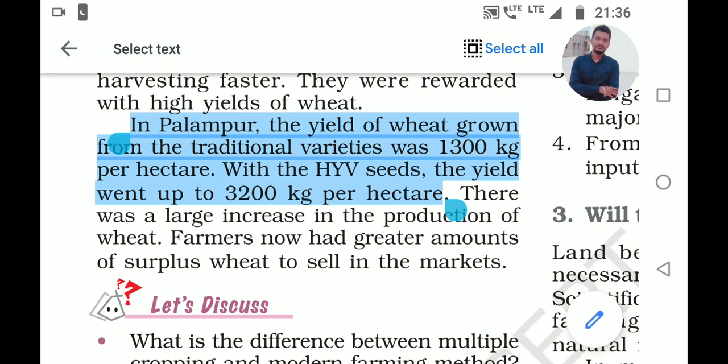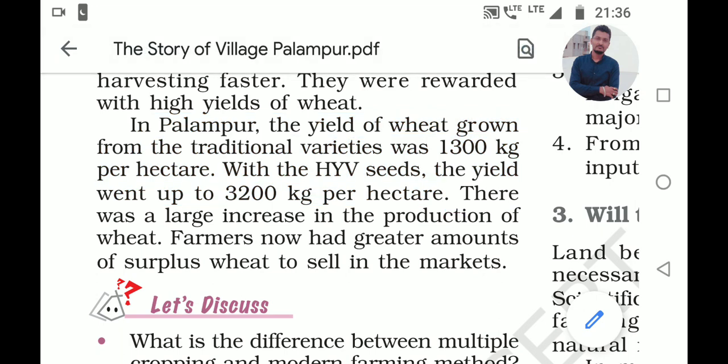So clearly we can see here, in the yield of wheat grown from traditional variety seeds, they are getting only 1300 kg per hectare, and on the same land with the use of HYV seeds, now what they are getting is almost double and more than double, like 3200 kg per hectare.